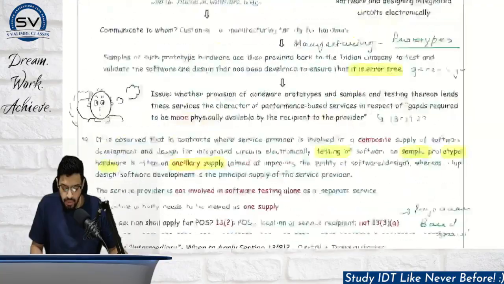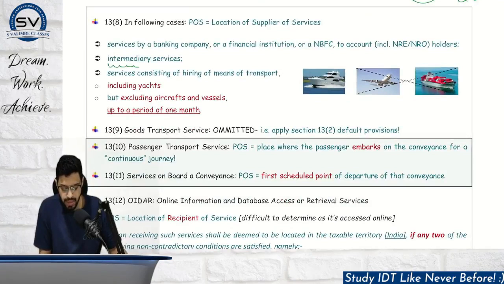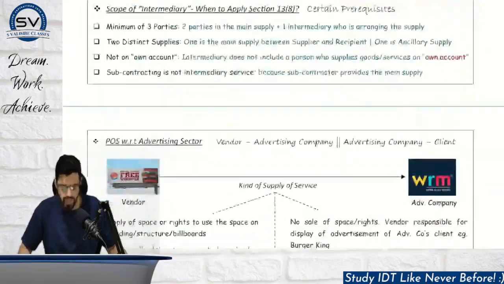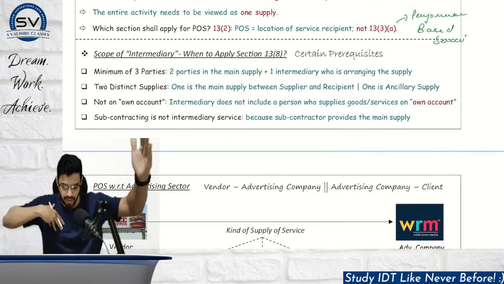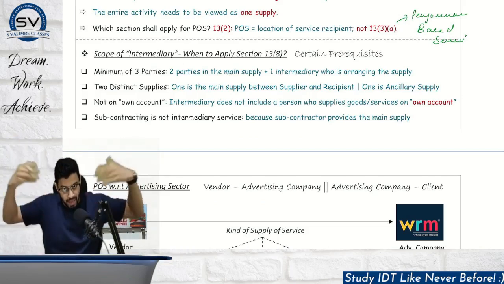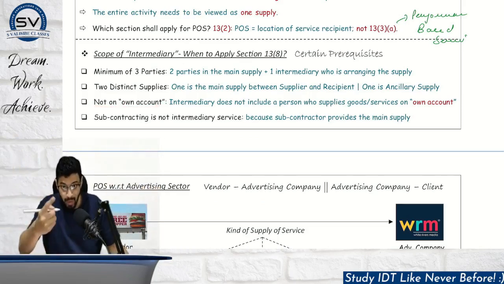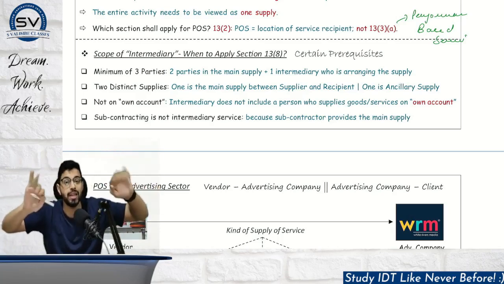Okay, now with respect to section 13 subsection 8, that is intermediary services, a circular came which provided certain guidelines as to how to identify whether this is an intermediary service involvement or not. These are general points that you need to understand, not something very technical. Minimum of 3 parties. Obviously, there is one buyer, there is one seller, and there is an intermediary. Two distinct supplies: one is between the buyer and seller, that is the principal supply, and one is the intermediary services. Intermediary is charging commission from both the parties, not on own account. Intermediary is doing something on behalf of the principal, on behalf of the recipient. He is not doing anything on its own.